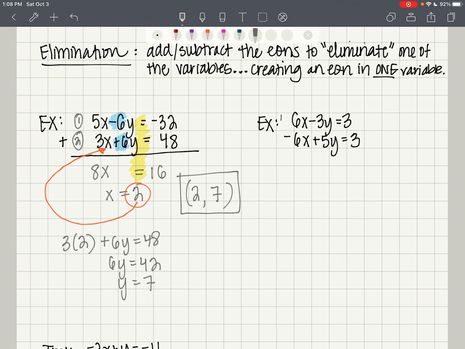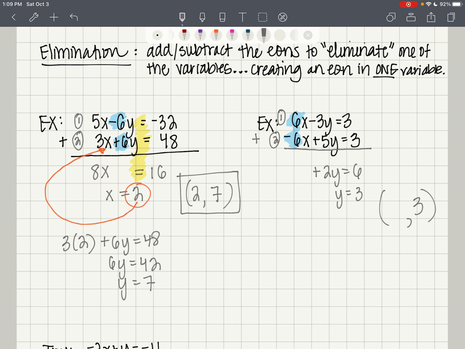The next one's interesting, not just because they both happen to have additive inverses that are 6's again, but this time, when I add the two equations together, the additive inverses are attached to x, not y. Y is going to be left behind. So the 6's get eliminated from the x's and the y's do not. So 6x plus negative 6x is 0. Negative 3y plus 5y is 2y. 2y equals 6. We get y equals 3.